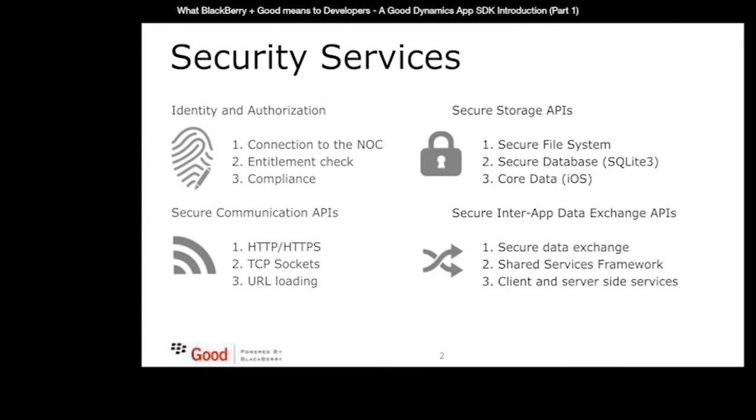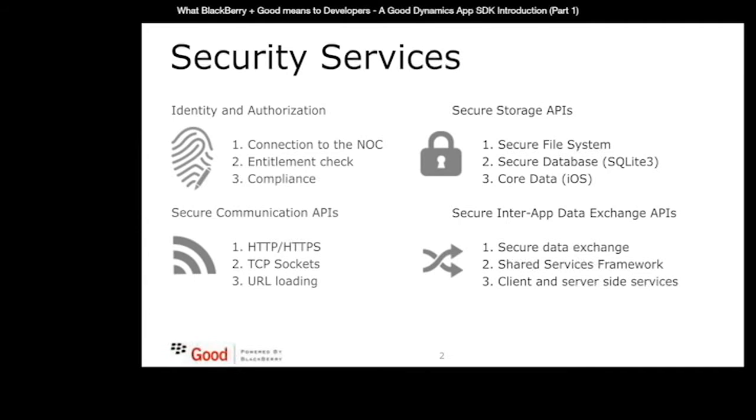One of the things that should be noted is we try to create our APIs so that you have to change as little as possible. So for example, for the secure database, you only have to change your open call. The rest of the SQLite calls are the same. So utilizing a secure database in Good Dynamics is a one-line change, which is great for the developer.